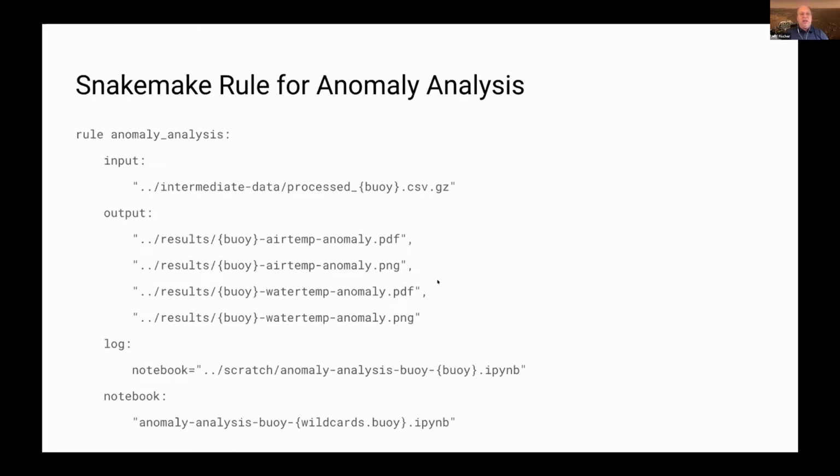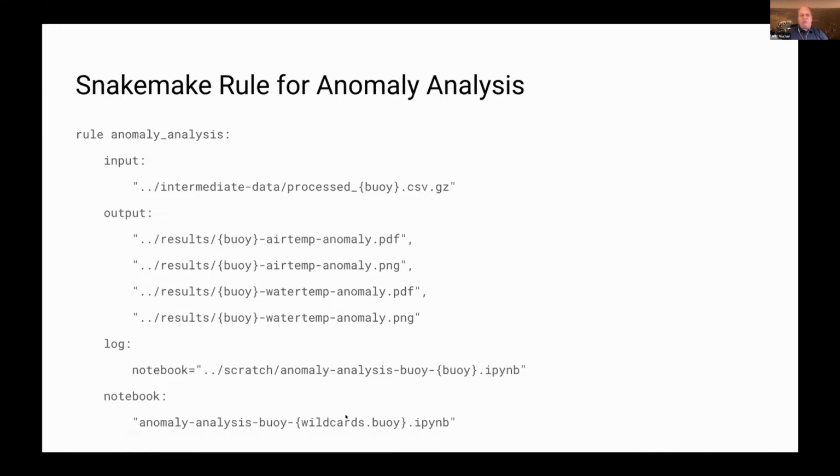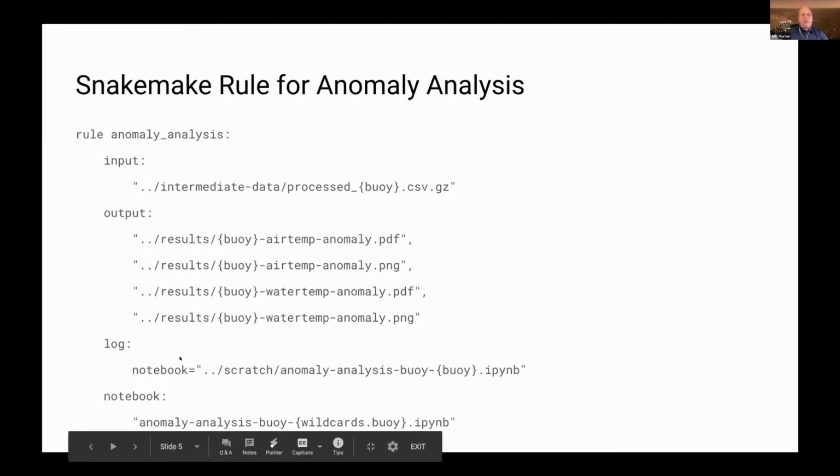So here's the second step, which runs a Jupyter notebook. This rule is called anomaly analysis, and it's also using the wildcards. You see the output from the previous step is the input for this step, and then we generate these 4 output files based on that wildcard. By using this notebook action, I'm saying I'm going to run this particular notebook. The notebook is also parameterized by the wildcard, so it'll run a different notebook for each buoy.